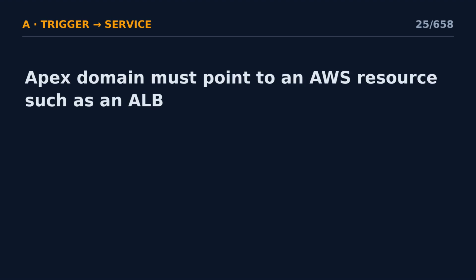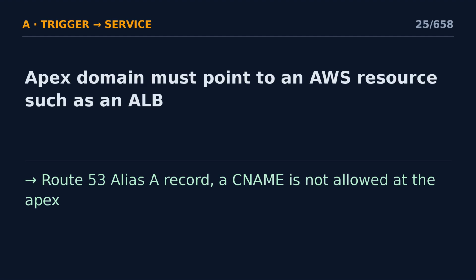Apex domain must point to an AWS resource, such as an ELB. Answer. Route 53 alias A record. A CNAME is not allowed at the apex.